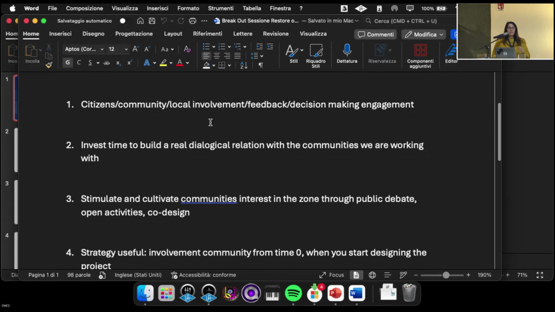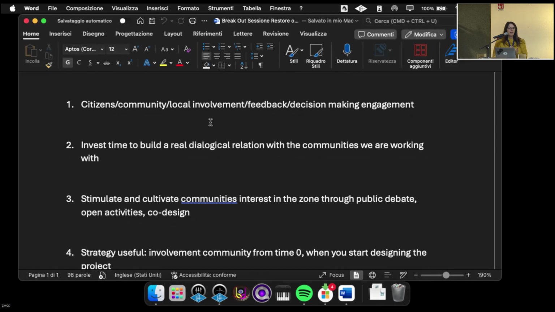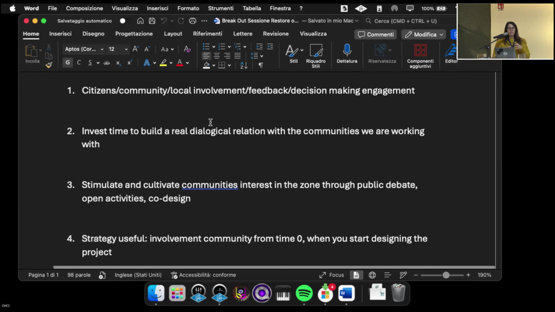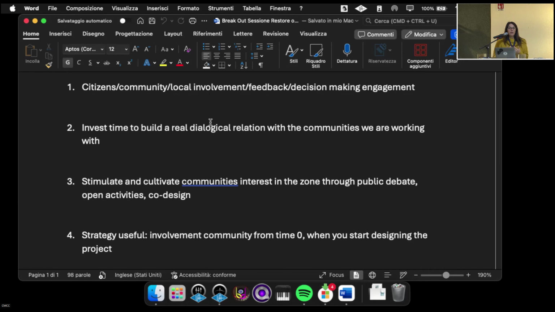The other thing that came out was the trust in scientists, because sometimes we have to discuss with people about real issues and real problems, like climate change problems that can affect coastal areas. So one thing is to invest time to build a real dialogical relation with the communities that will be involved in our environmental project and project for coastal resilience.